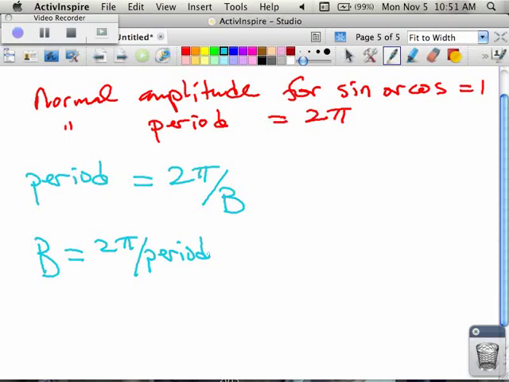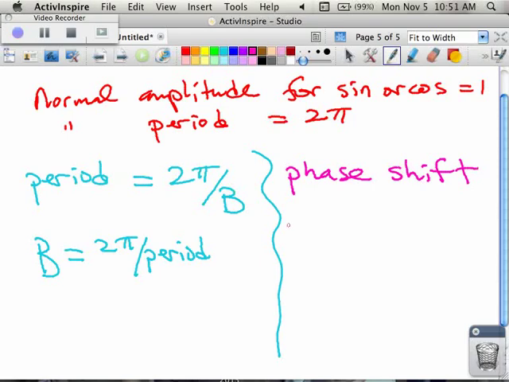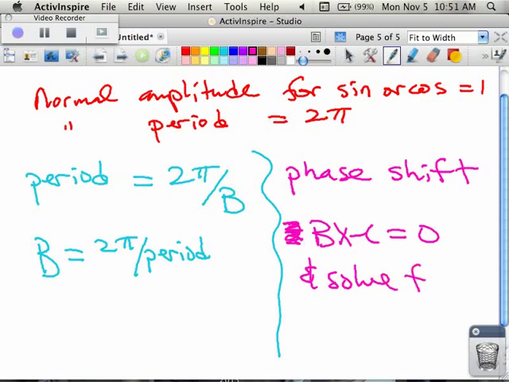And then the last thing, just as a reminder, and we just got done saying it again, the phase shift is when you set the bx minus c equal to 0 and solve for x. These are the end of the super secret notes.